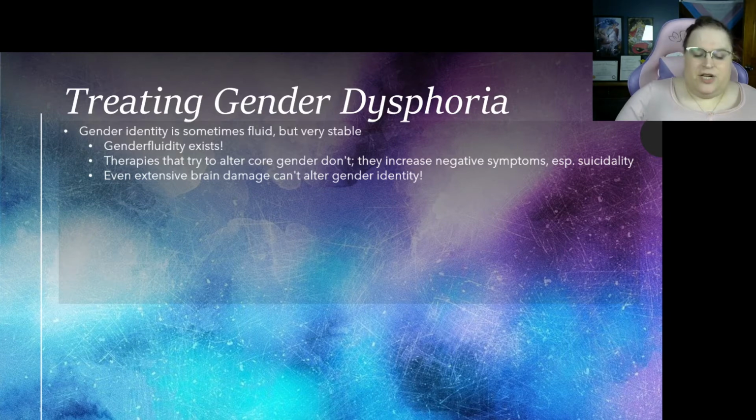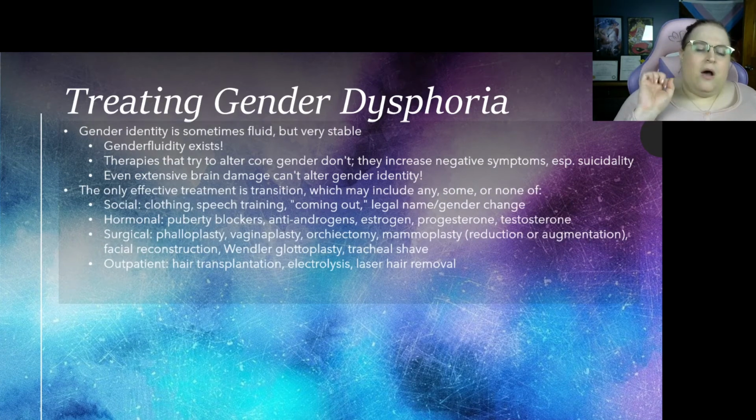The point is, it suggests that gender either involves a great deal of the brain or is very deep in the brain, and regardless, it suggests just how hard it is for external factors to alter gender. The only effective treatment for gender dysphoria, the only thing that relieves the distress at all, is transition, which is to say, making lifestyle and physical changes that allow the person to live more fully as their core gender.